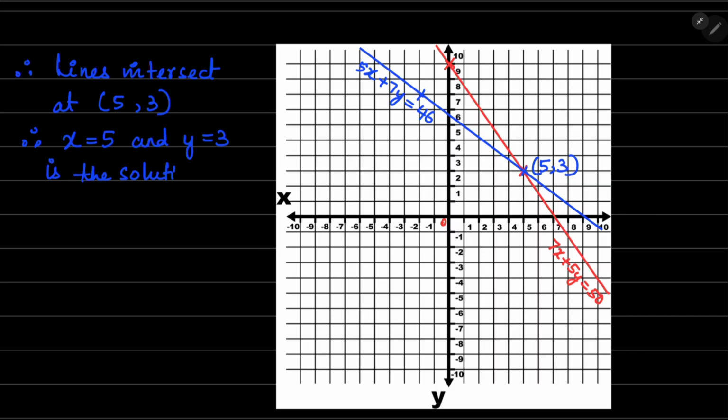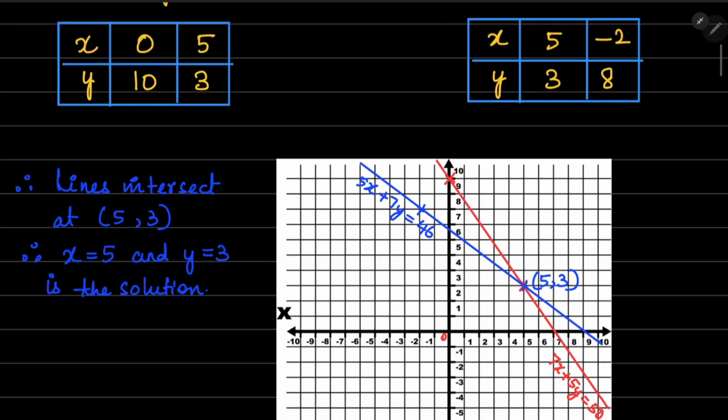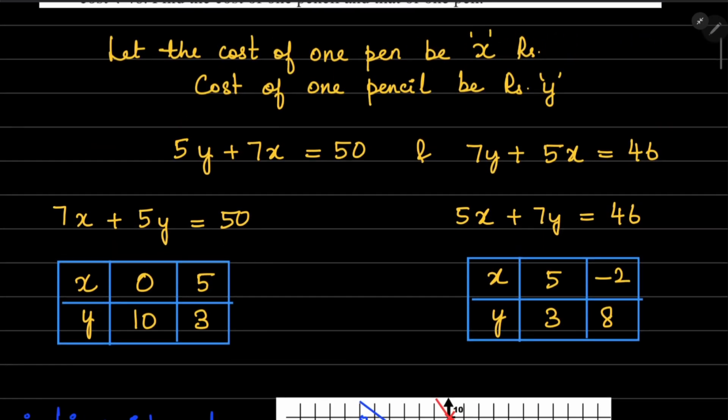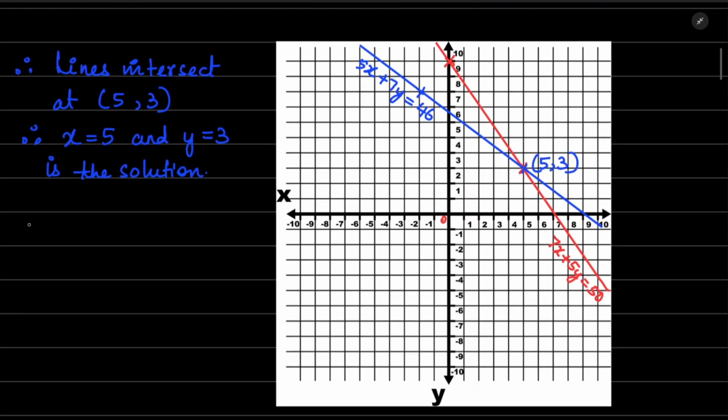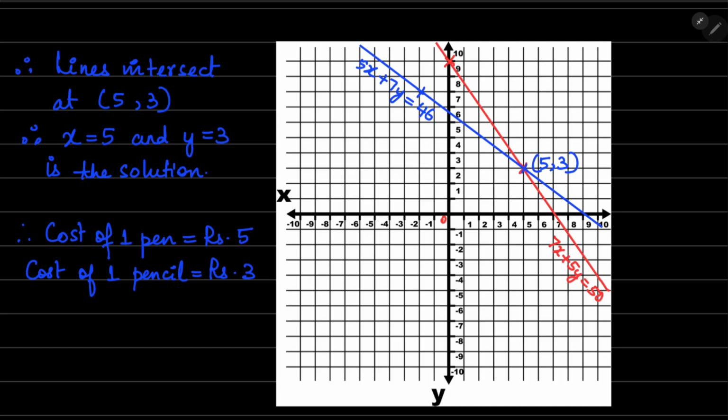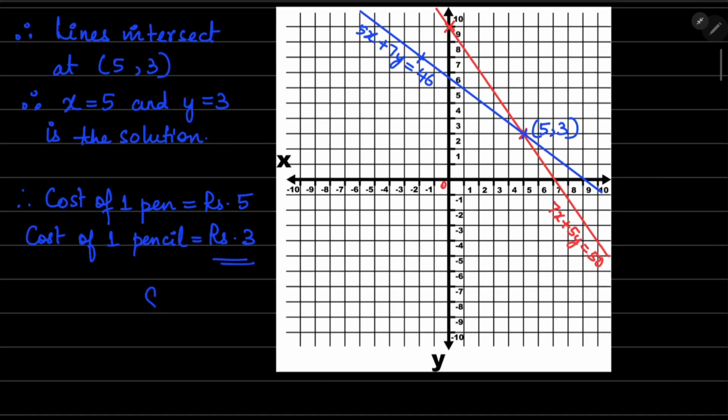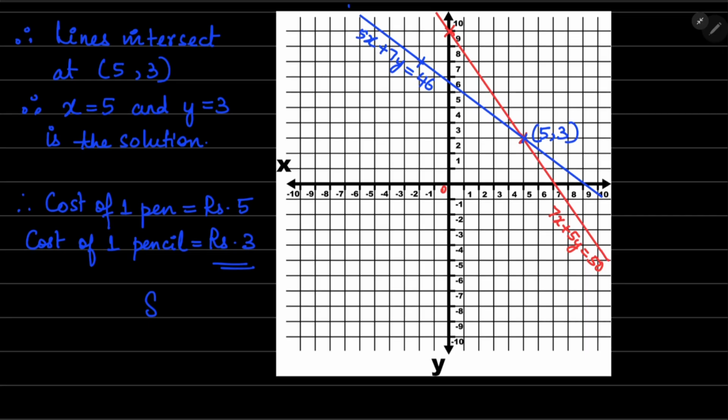particular pair of equations. Okay, and what did we assume as x? X is the cost of one pen. Okay, you can write, therefore, the cost of one pen is equal to rupees 5 and the cost of one pencil is nothing but rupees 3, which is rupees y, right? Y is equal to 3. So that's your answer. This is your final answer.